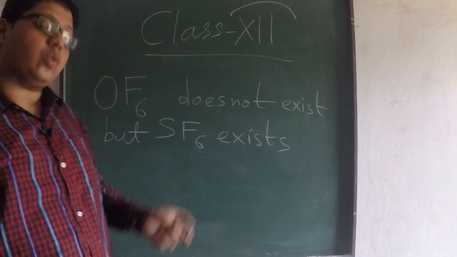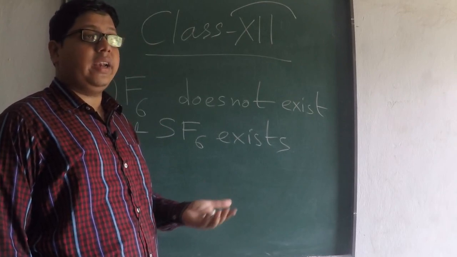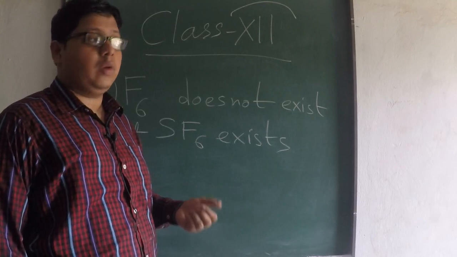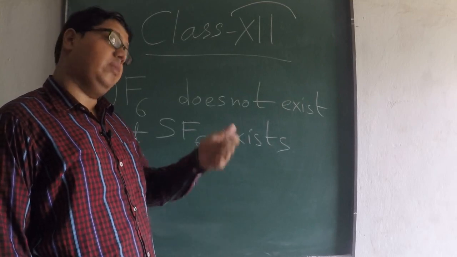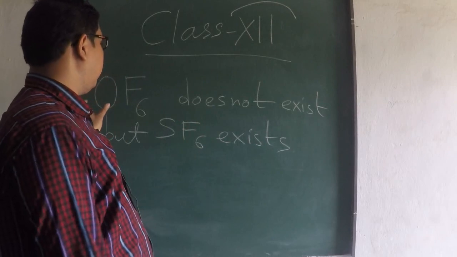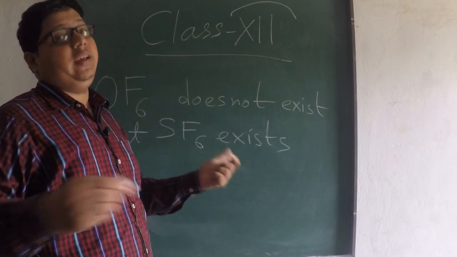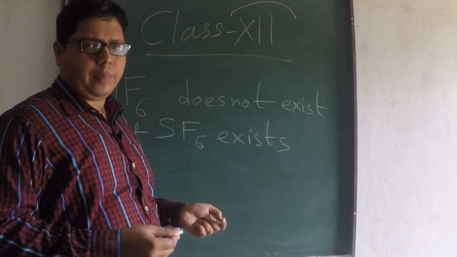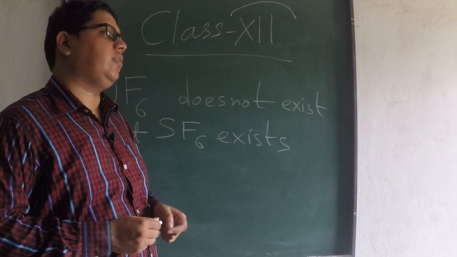You have seen similar questions in group 15. For example, we discussed that we cannot have NCl5, but we can have PCl5. In a similar way, in this chapter we are discussing that we cannot have OF6, but SF6 exists in nature. OF6 we cannot prepare, SF6 we can prepare. Why is that so?